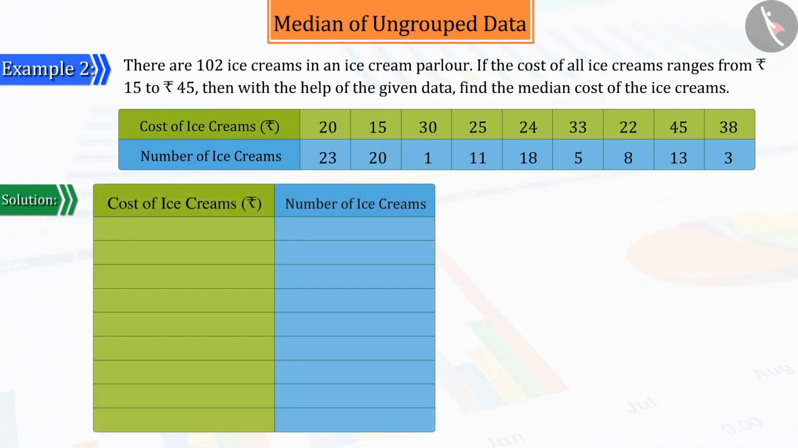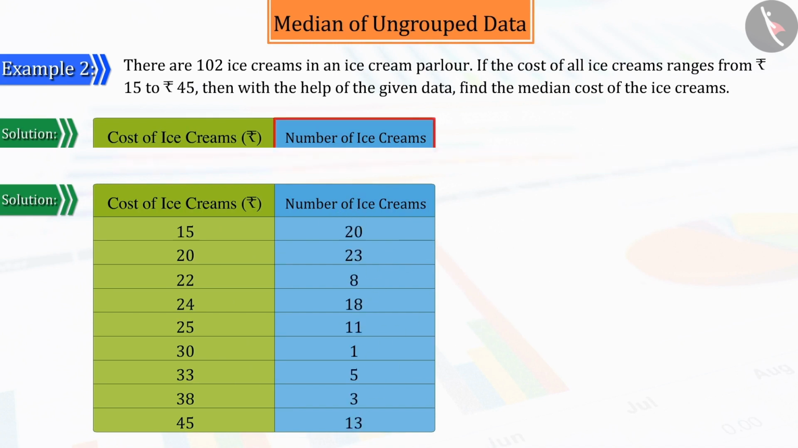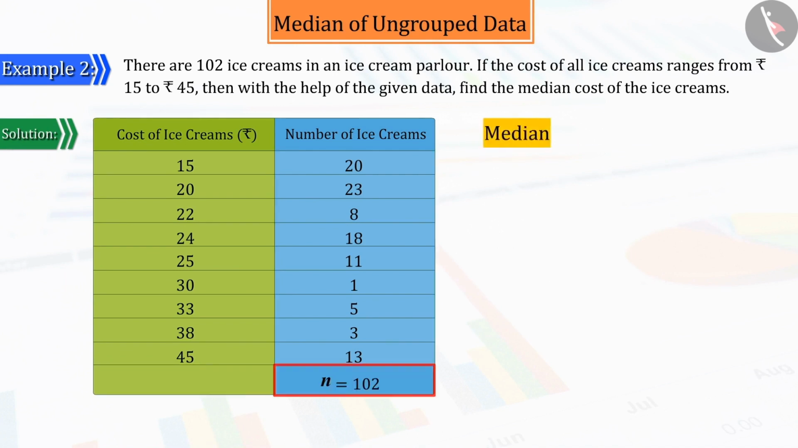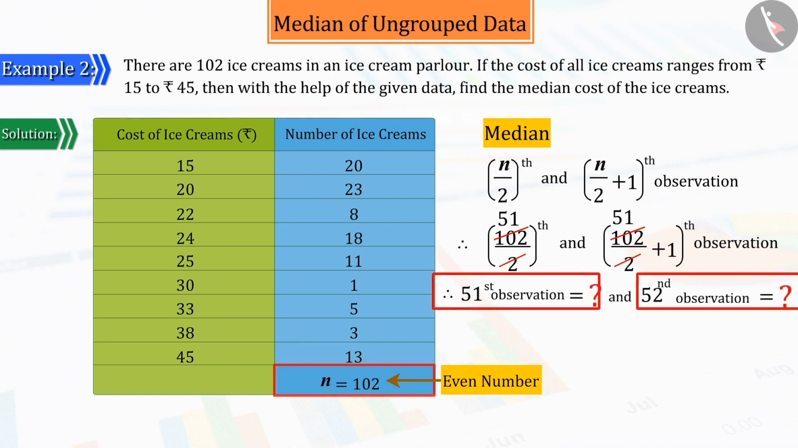We know that for median, we first need to arrange the data in ascending order and display it in the following way. Given that the number of ice creams, that is n, is 102, which is an even number, we can tell that the median will be the average of the 51st and 52nd observations. But here we do not know the values of both these observations. So, can you tell what we need to do to know the values of these observations?